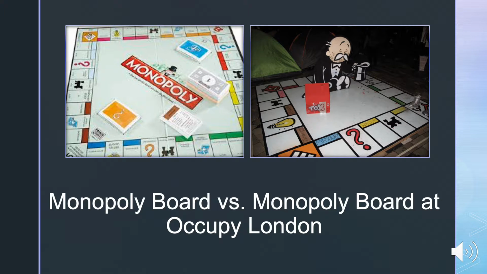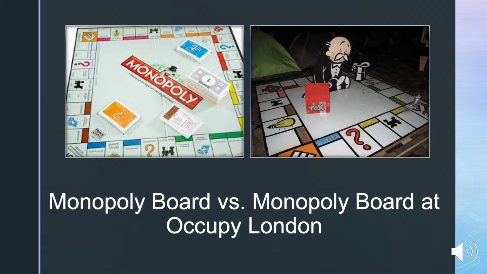Going back to Banksy's piece titled Monopoly Board at Occupy London, we can see that it revolves around the Occupy London movement. As many of us know, the Monopoly board itself revolves around economics. On the left image, we have the original Monopoly board. The goal in playing this board game pertains to the player remaining financially solvent while pushing other opponents into bankruptcy by purchasing and creating pieces of property.